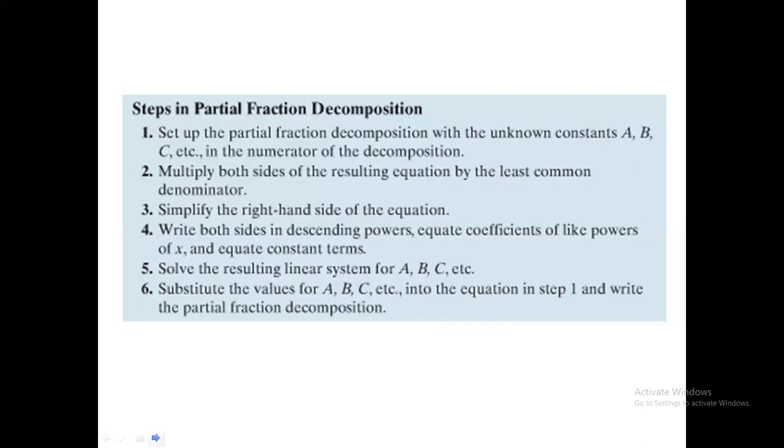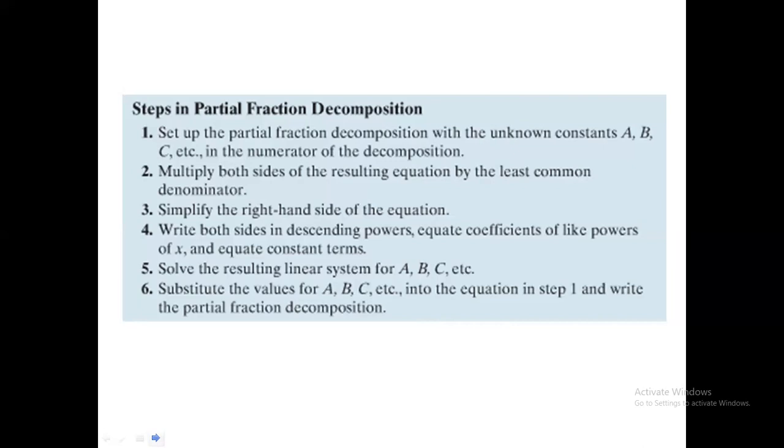These constants A, B, C, D, until whatever letter is appropriate for you to use, are the numerators of your equivalent partial fractions. So you have one fraction which you are to decompose into partial fractions, and the numerators of these partial fractions have unknown constants, or we call them undetermined coefficients. We determine the value of these undetermined coefficients and then evaluate each of your partial fraction equivalents separately.